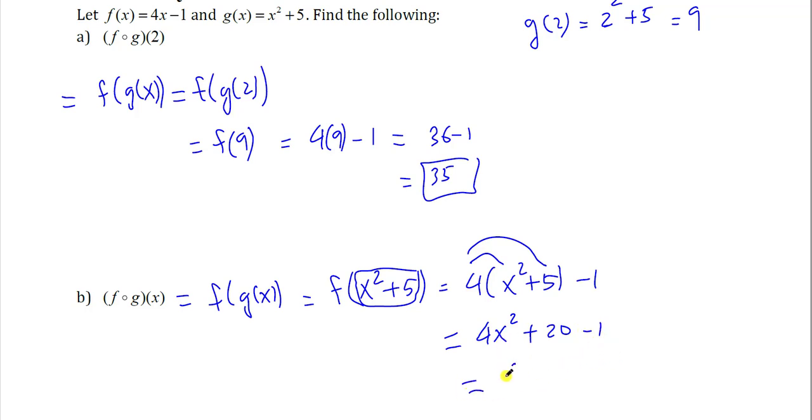Simplify that one more time. 4x squared, keep that the same thing. 20 minus 1, that is plus 19. So that is the final answer. Because they don't ask you to evaluate any specific value like the first example, therefore, we should have an expression in terms of x. In the first case, we should have a single value because we have 2 as the value of x.